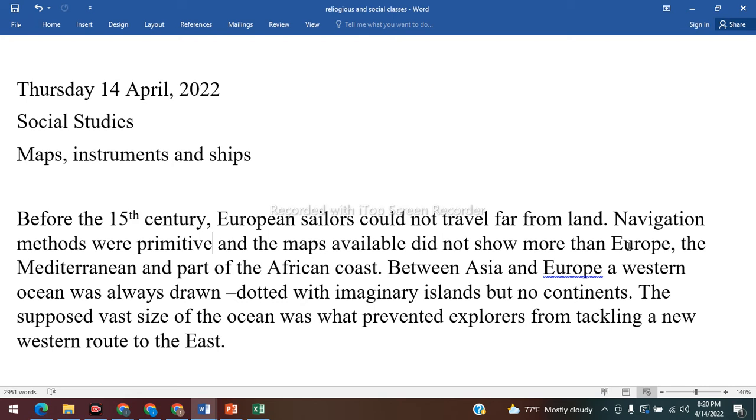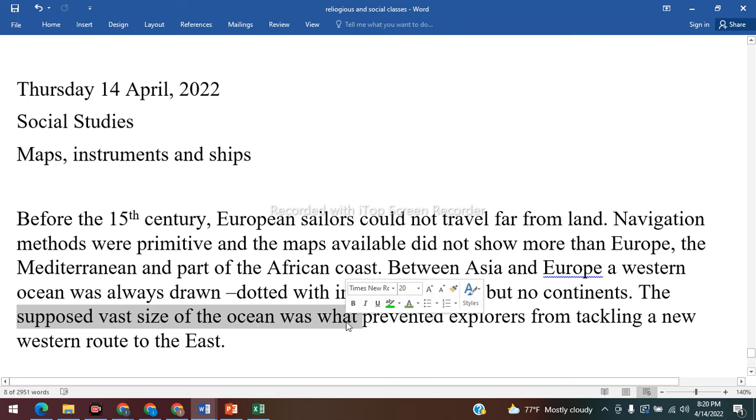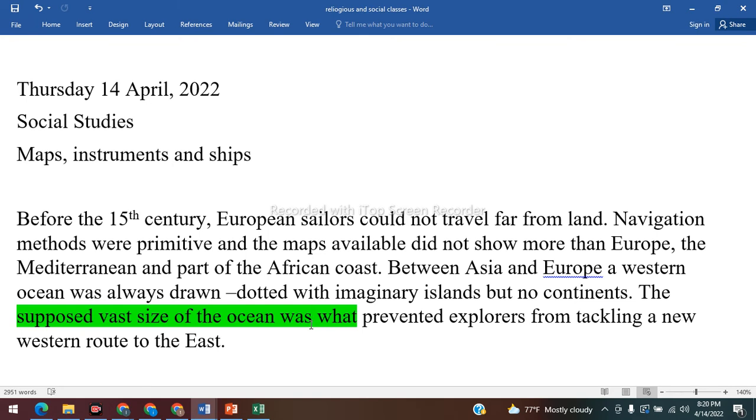And so for these explorers, they thought that the ocean was so vast and so big, right, that there ain't nothing else out there. Can't be no more land because the ocean is so vast and so big, and all we'd be doing is just sailing on the ocean forever and ever. We'll never find land. That's what they thought.